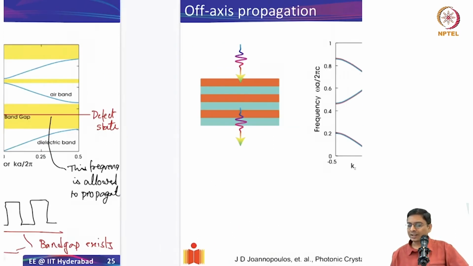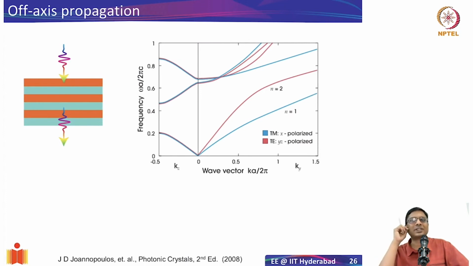One last point I want to mention before I conclude my discussion on the 1D photonic crystal is what is known as off-axis propagation. So far, the examples that I have shown are all cases where I have considered only normal incidence. Even though my graphical schematic looked like I have a wave here and a reflection, that's a generic case. But all the band structures that I have shown so far are for normal incidence. What do I mean by that?